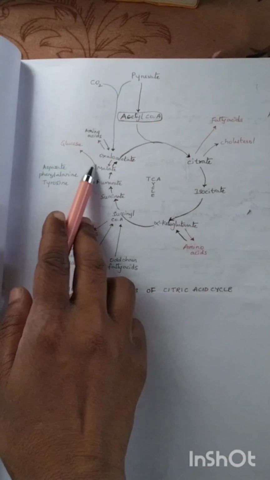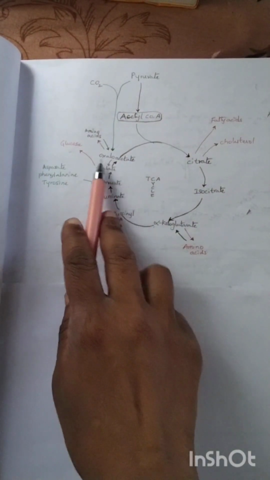Malate gets converted to glucose through the malate shuttle that we will discuss in some other video, and oxaloacetate gets converted to a few amino acids, and oxaloacetate can be synthesized from amino acids as well, and carbon dioxide is released through this cycle. Thank you.